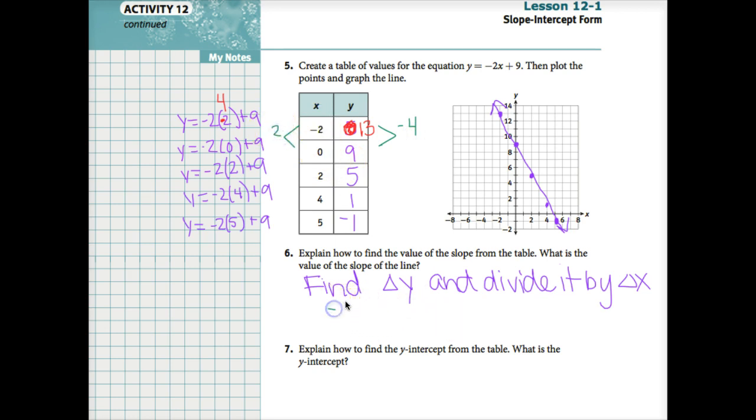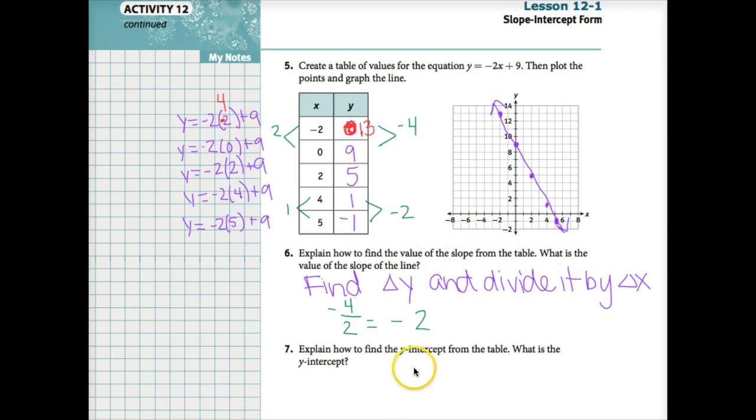So the value of the slope of the line is negative 4 divided by 2, which is negative 2. So negative 2 is the slope of our line. Again, remember that you can find delta y and delta x by any two pairs. So it didn't have to be these first two. If we had gone down here instead, negative 1 minus 1 is negative 2, 5 minus 4 is 1, negative 2 over 1, still negative 2. So it shouldn't matter which one we choose.